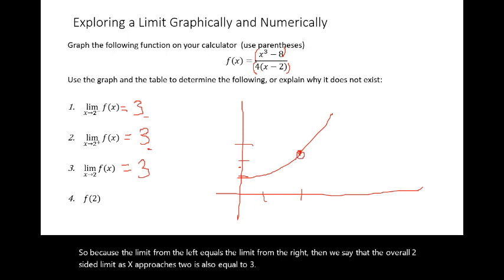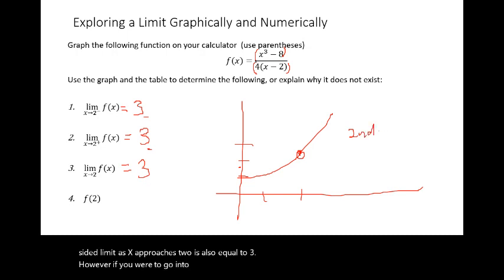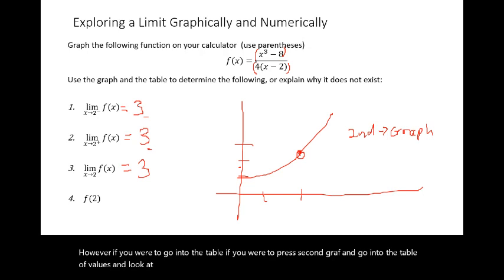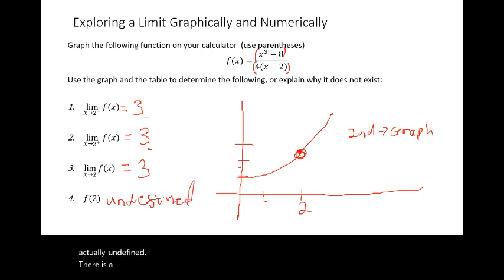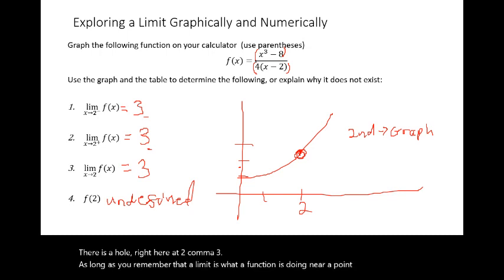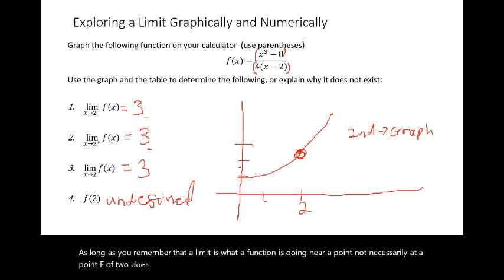However, if you were to press second graph and go into the table of values and look at what is actually going on at x equals 2, you will find that f of 2 is actually undefined. There is a hole right here at 2, 3. So as long as you remember that a limit is what a function is doing near a point, not necessarily at a point, f of 2 does not need to be defined for the limit to exist as x approaches 2.